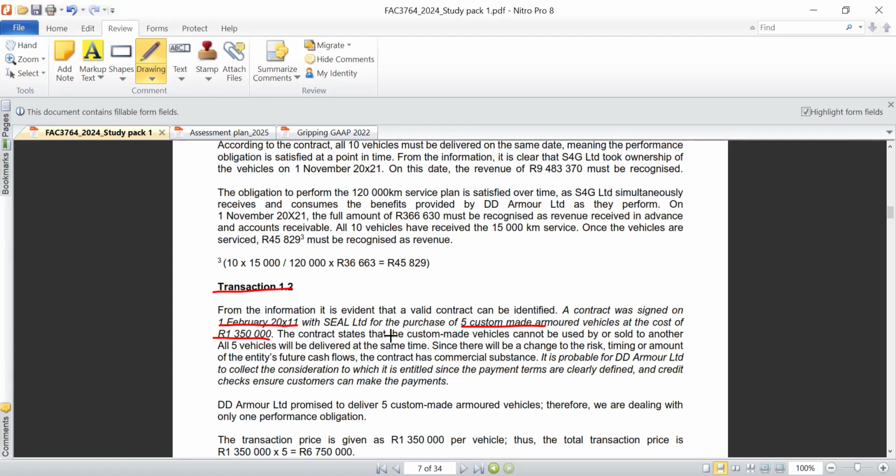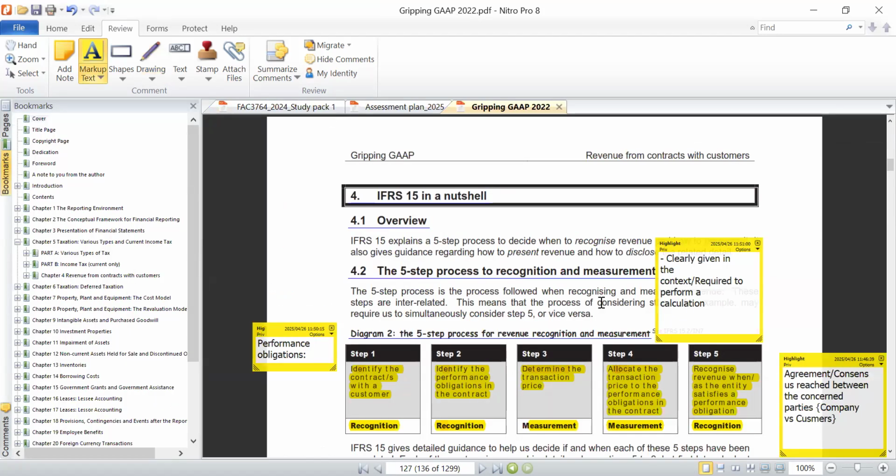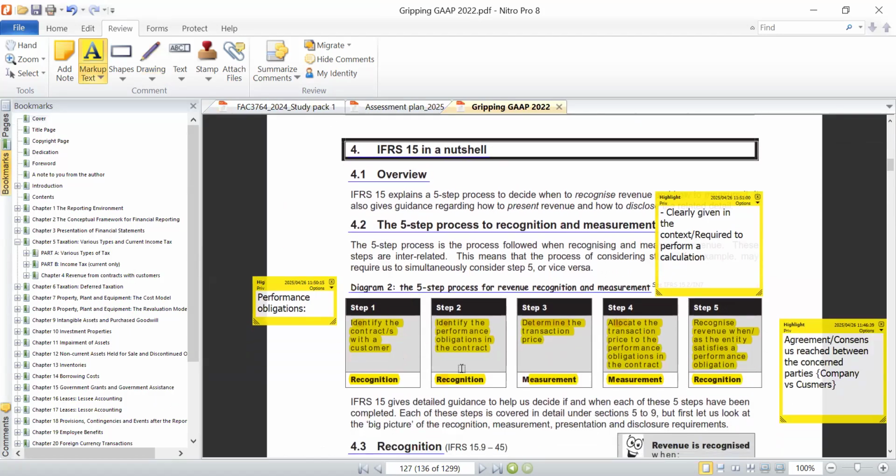The contract states that the custom-made vehicles cannot be used by or sold to another customer, obviously. And then all 5 vehicles will be delivered at the same date and time. Since there will be a change to the risk, timing, or amount of the entity's future cash flows, the contract has commercial substance. All of these are terms and conditions of the contract, which are pertinent to step number 2.